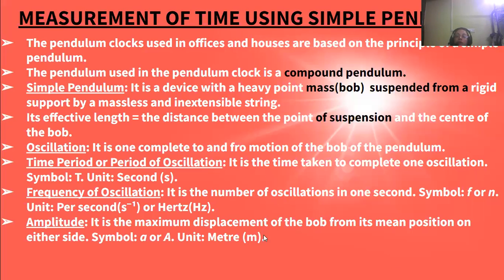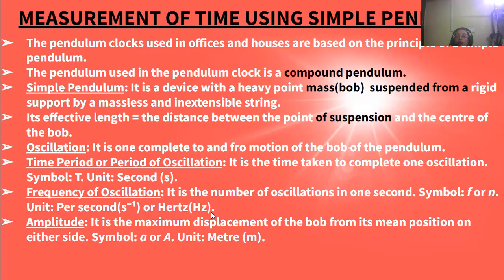The time taken to complete one oscillation is the time period, or period of oscillation, of the simple pendulum. It is denoted by the symbol T, with a unit of second, denoted by small s.